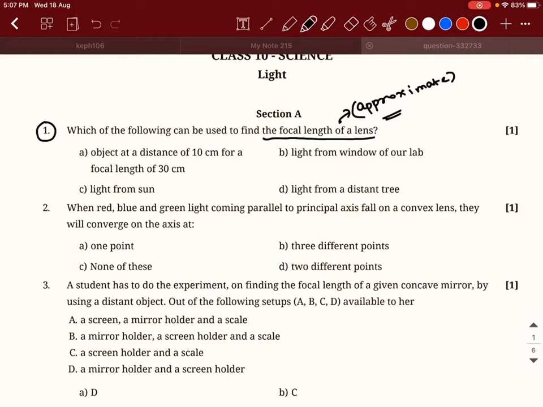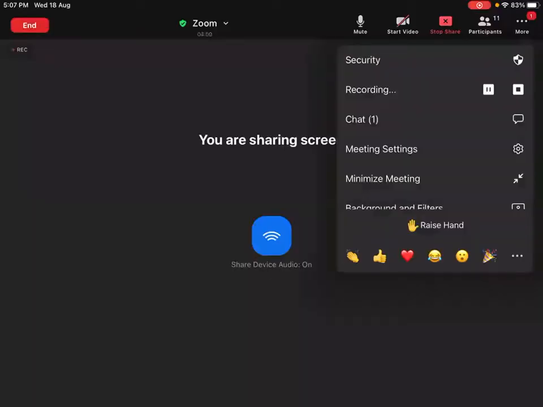Option? I'm not able to hear. Your voice is breaking. Can you try it again? Can you please let me know in the chat box, your voice is breaking?